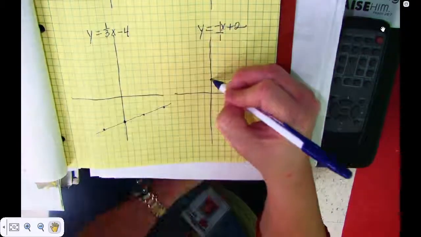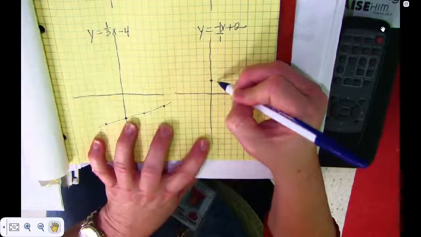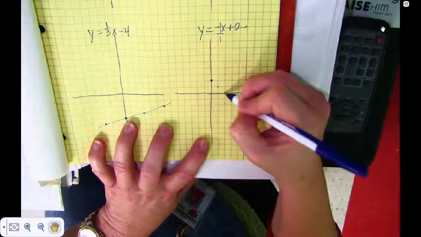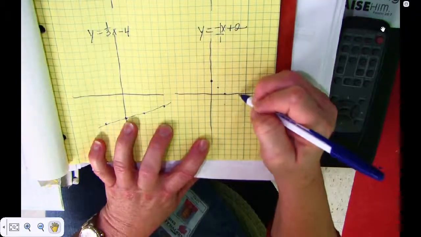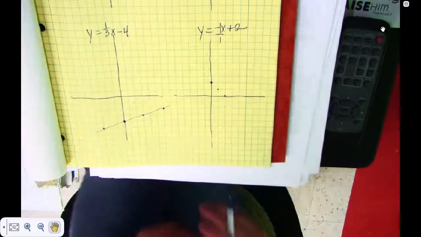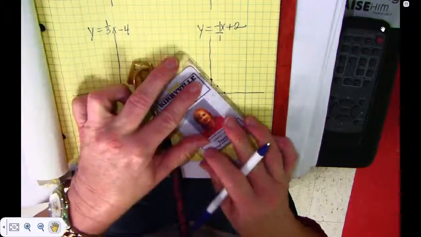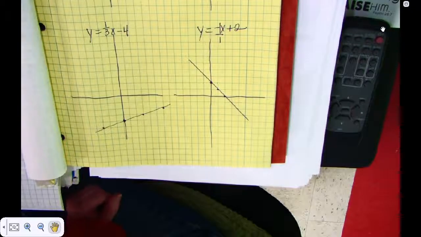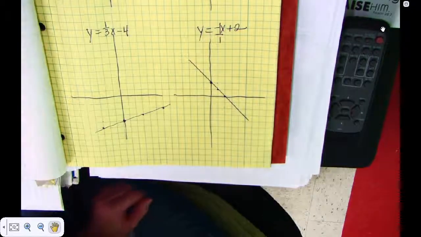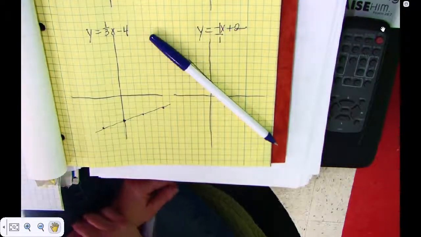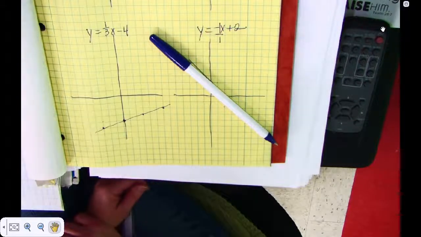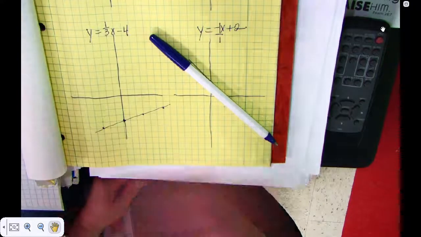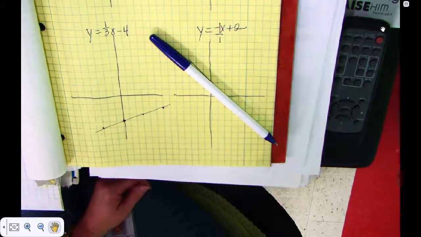So I'm going to go what? Over 1, down 1. Or I could even go over 2, down 2 if I wanted. But the slope is negative, so guess what? My line is going to come down. You're landing the plane. You're skiing down the hill. There you go.